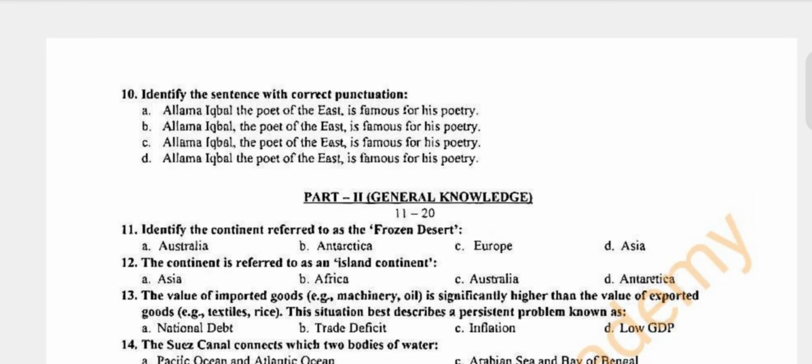In this video, I am going to share today's Junior Science Teacher BPS-14 SAT paper that was conducted by SIBA Testing Services on 11th April 2026. Yesterday, I had uploaded JST paper 1, so this is JST paper 2. Starting from question number 10, some questions are missing, sorry for that.